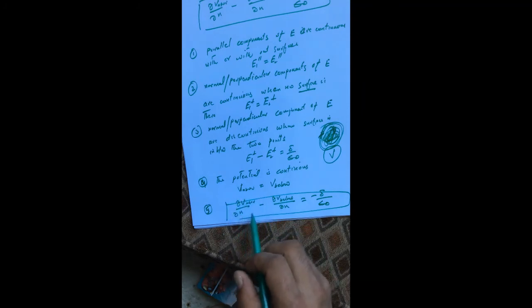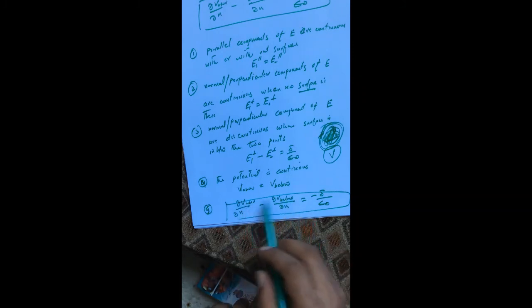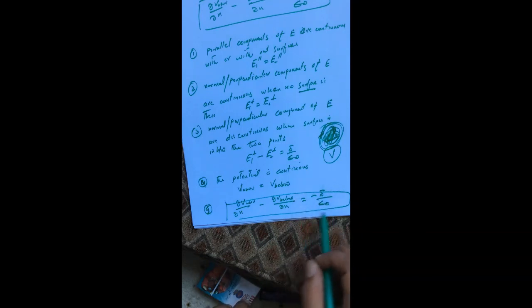But the normal derivative of potential below and above the surface are discontinuous, and the discontinuity is by this factor. So this is all about electrostatic boundary condition. In the next video, we will move to the topic of work done to move a charge from one point to another point. Thank you.